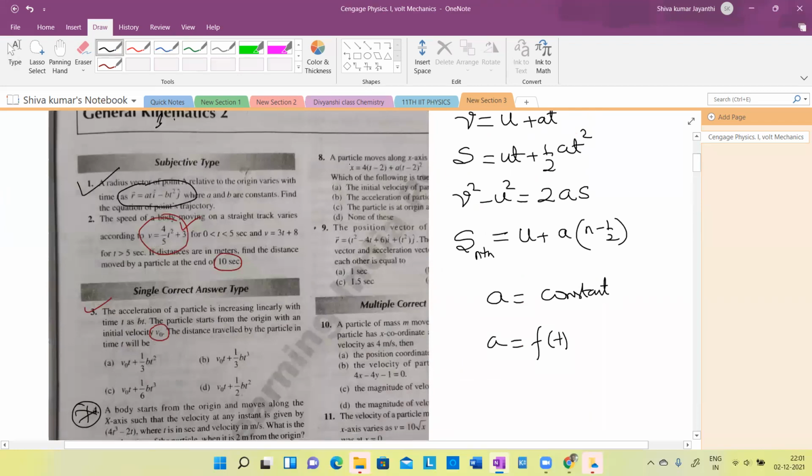So start here. No problem. Here it's visible. A particle moves along the x-axis. I think in the next photo it will be clear, but that's not a problem. The particle moves along the x-axis. Which of the following is a true statement? Go and check it.